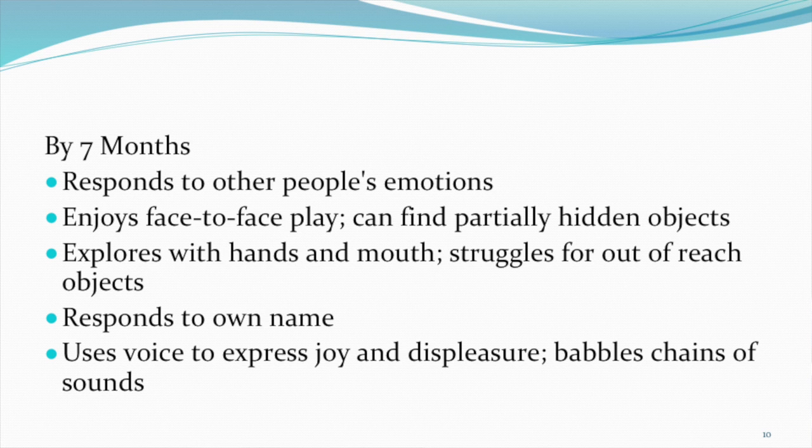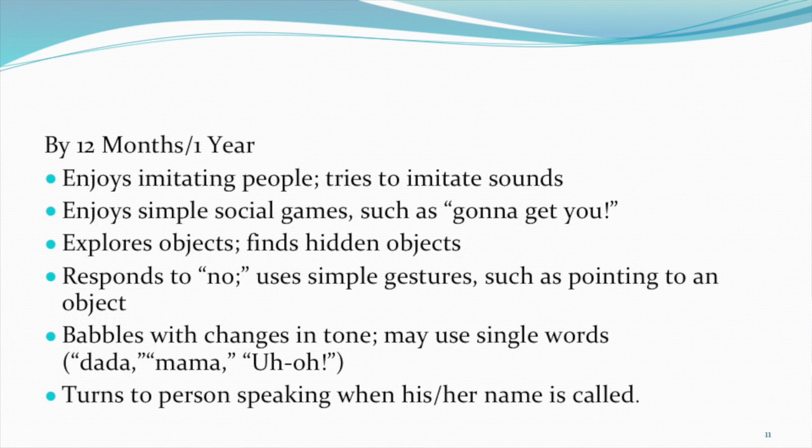They'll babble chains of sounds, ba ba ba ba da da da da ma ma ma ma, that type thing. By 1 year, children enjoy imitating people, and they'll even try to imitate sounds. They enjoy simple social games such as, I'm gonna get you. They explore objects, and they can even find hidden objects.